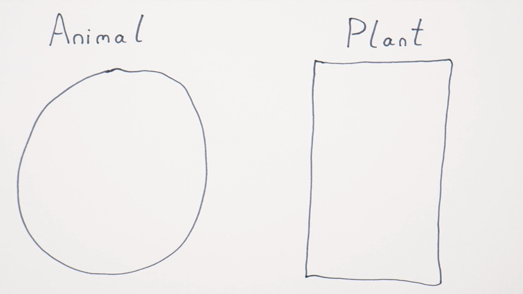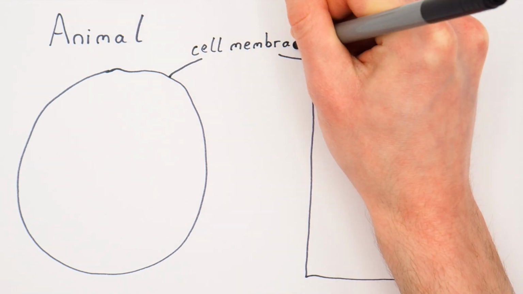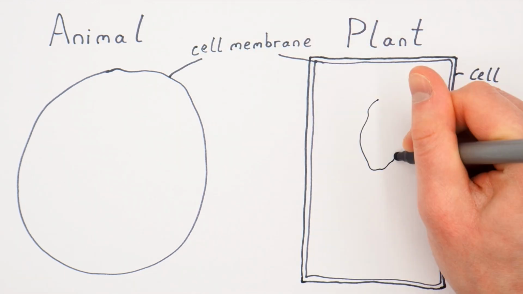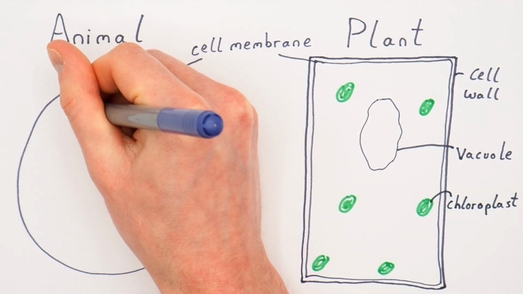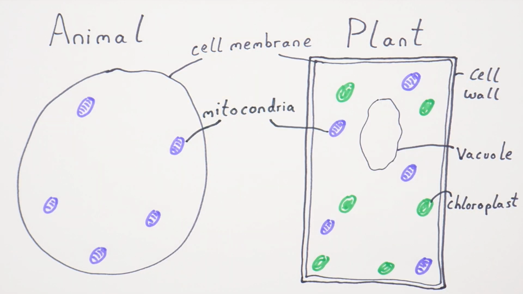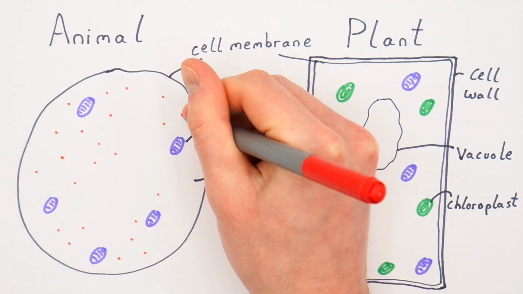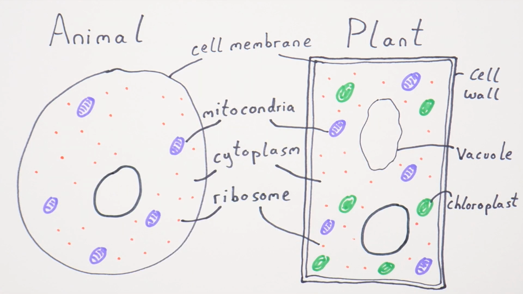Here, let me draw it out for you. This is an animal cell and this is a plant cell. This is the cell membrane. Cell wall, vacuole, and chloroplasts only in this one, mitochondria in both, cytoplasm in both, ribosomes in both, and this is the nucleus of each cell. The nucleus is the location of our DNA.